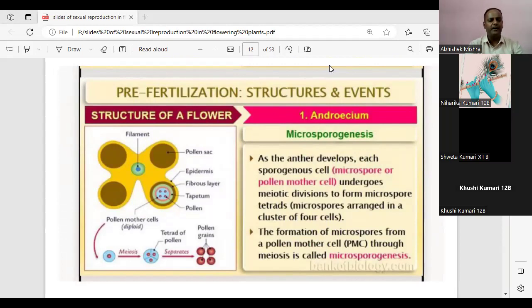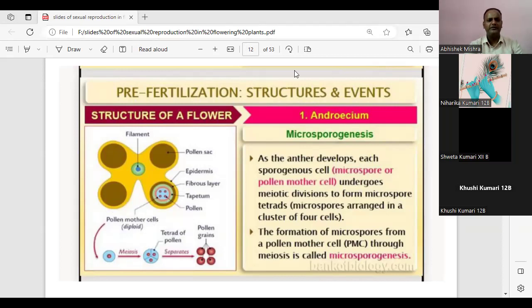The microspore mother cell or the pollen mother cell is definitely diploid, because it has to undergo reductional division. I have also shared this slide with you all. You can see over here. The pollen mother cell is diploid. It undergoes meiosis to form the tetrad of pollens. Okay, so it is diploid. Okay, Khushi Anand. Khushi, is it clear to you? Okay, fine.